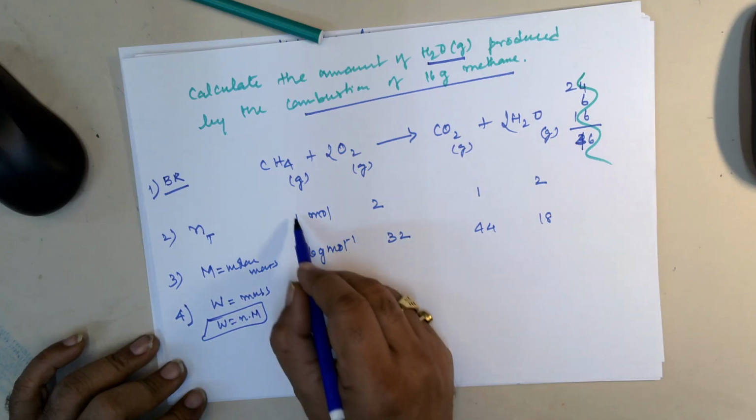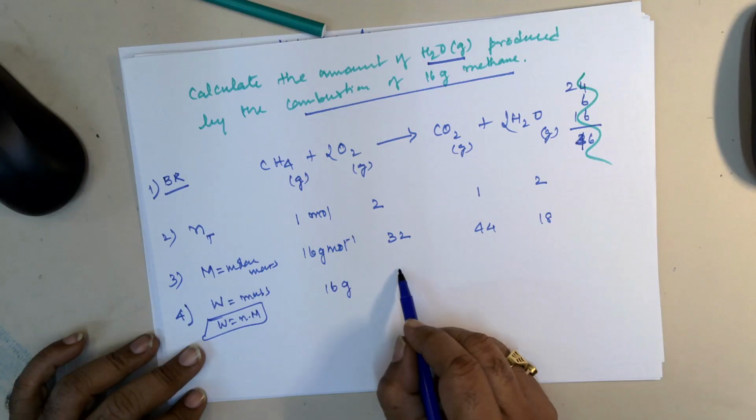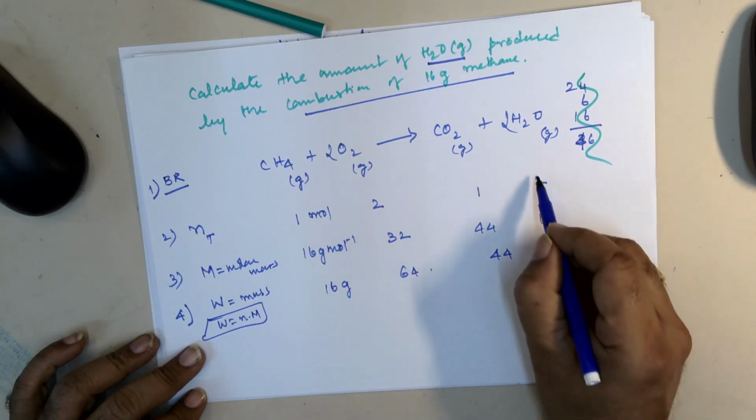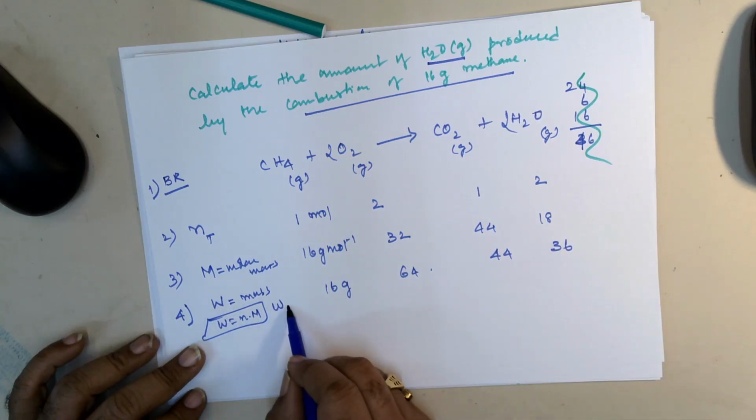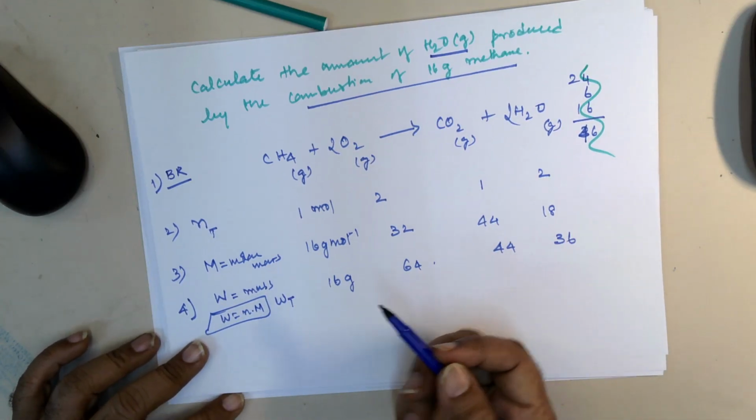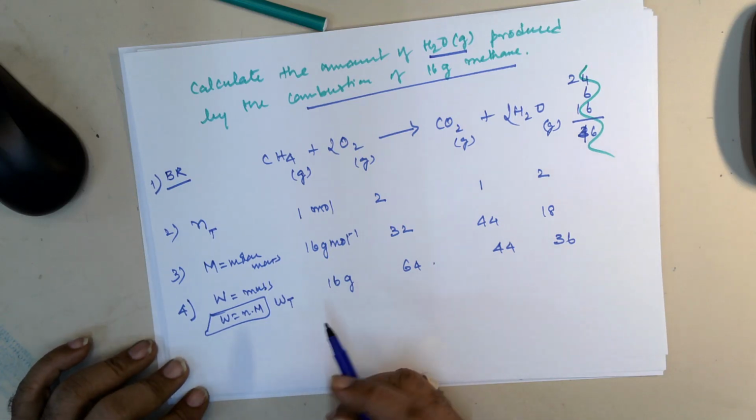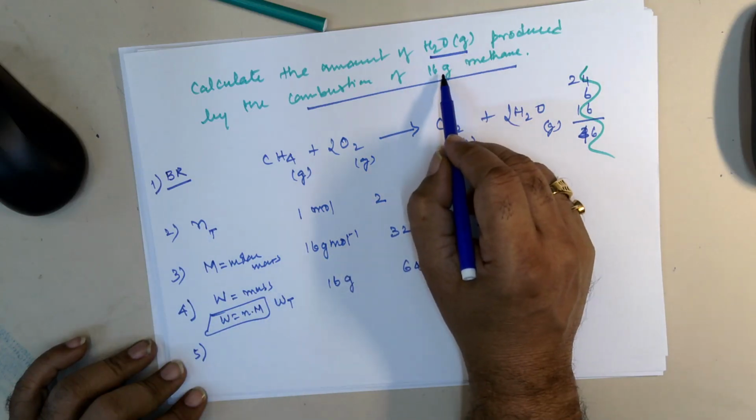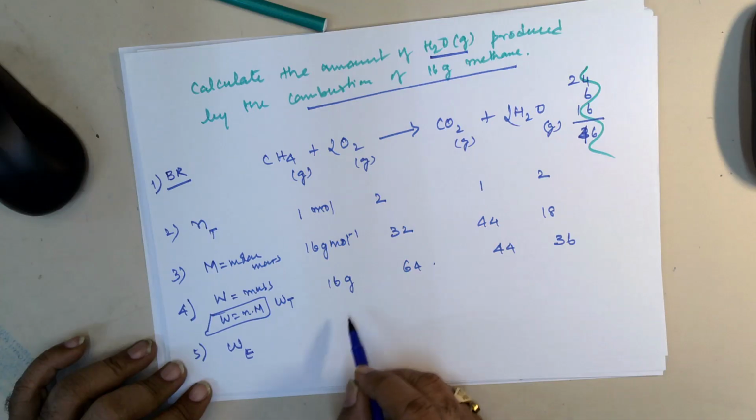Okay? So you can put 1 into 16, 16 gram. 2 into 32, 64 gram. 1 into 44, 44, 2 into 36 gram. So this is the theoretical weight. Do you understand this? Or theoretical mass. Now, what is given here? 16 gram methane. So this is the experimental weight. So they are clearly told 16 gram.